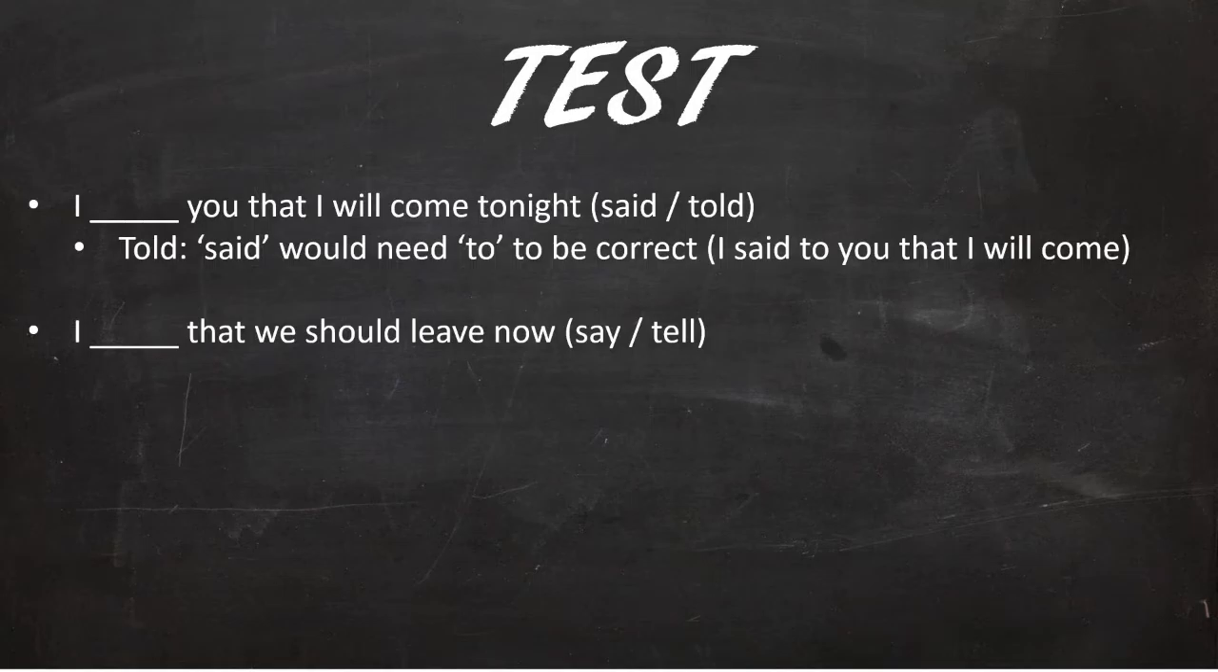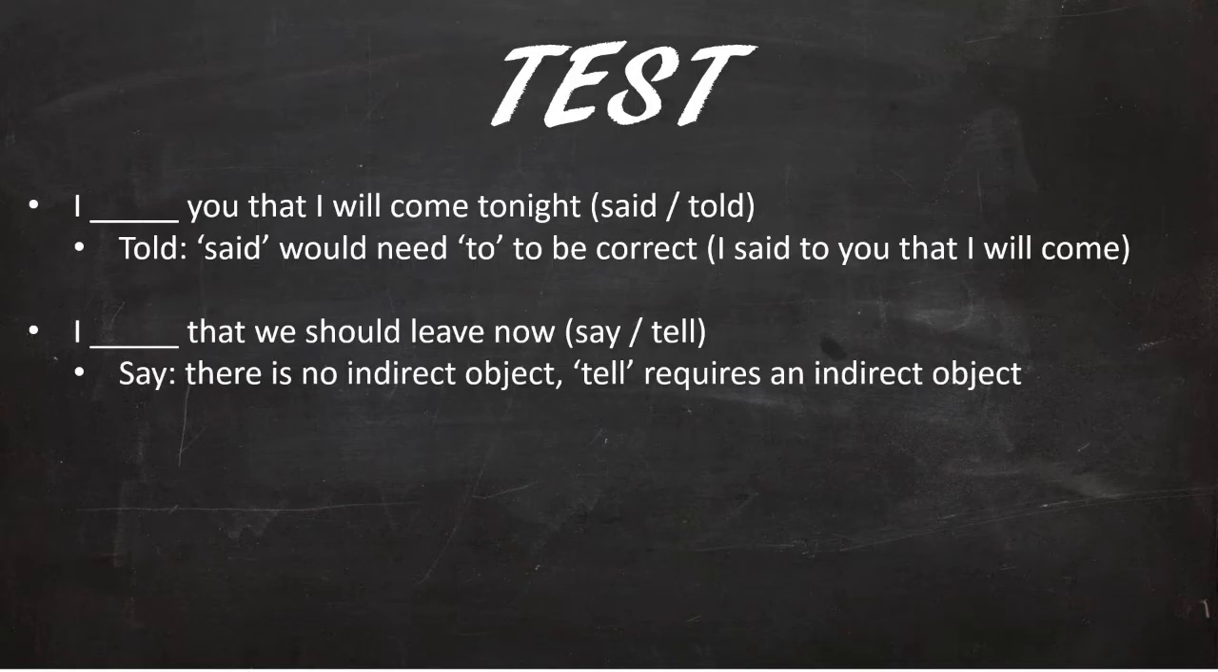I say or I tell that we should leave now. I say that we should leave now, or I tell that we should leave now, which would be correct? Say. I say that we should leave now. Here there is no indirect object, and remember the verb to tell requires an indirect object.